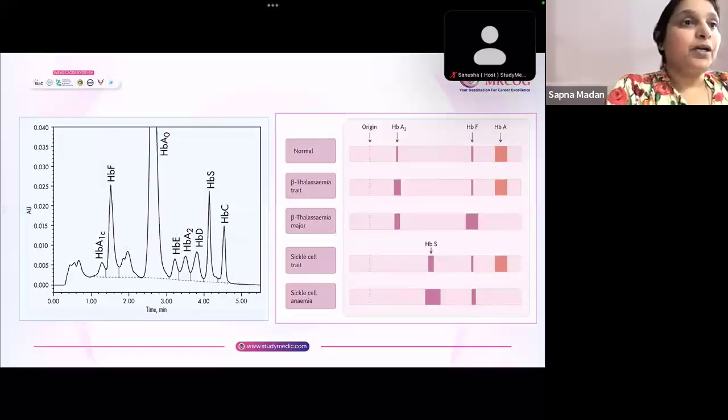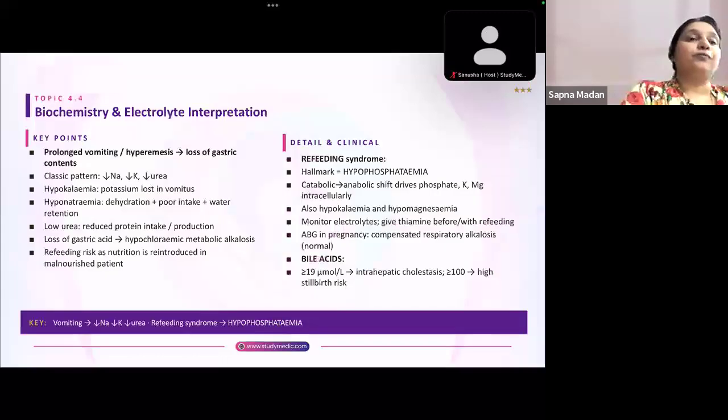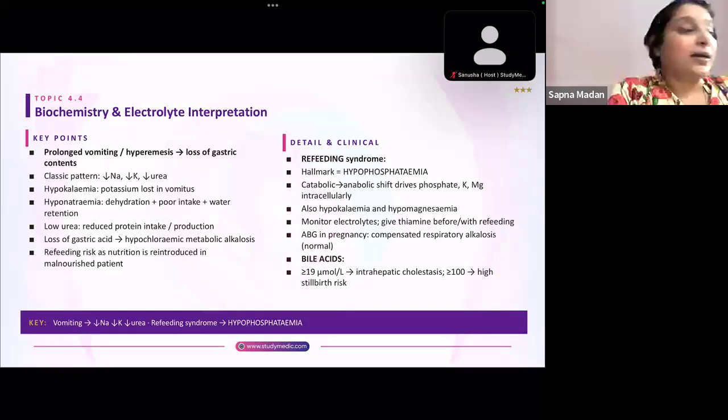Okay. So now moving on to a few biochem and imbalanced electrolytes, if they give you. So this is also clinical management. There's actually a lot of overlap between data interpretation and clinical management and physiology as well. So let's discuss the key points. If the patient has come with prolonged vomiting or hyperemesis gravidarum, then she is losing potassium, she's losing gastric contents, and the classic pattern, okay? So this is where we go wrong.